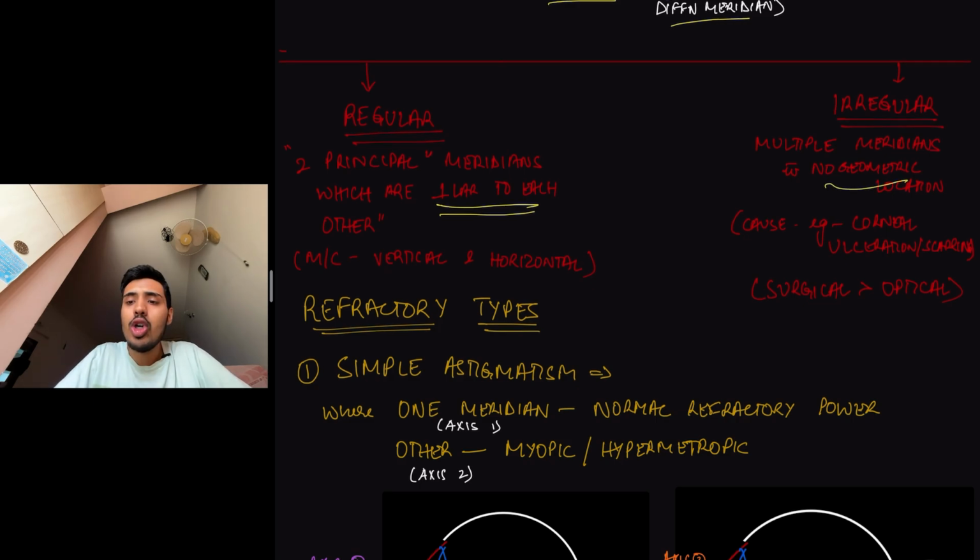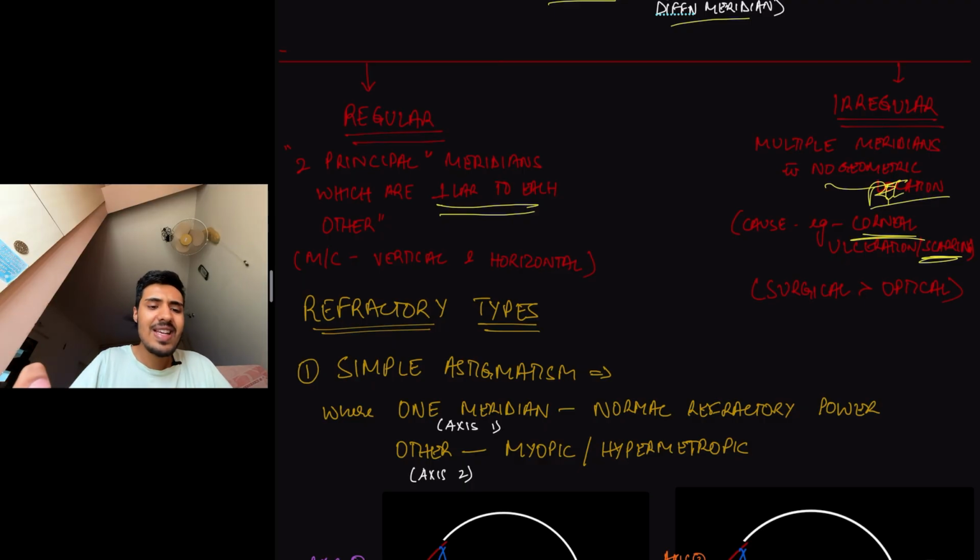They have no geometric relation to each other. They need not be vertical. It can be one like that, one like this, one like that, one like this. For example, when there is any corneal scarring, let's say there's an irregular scar over the cornea, then obviously there is no proper vertical meridian or horizontal meridian. So in these cases, we can't correct it optically. We prefer surgical correction. Understood?